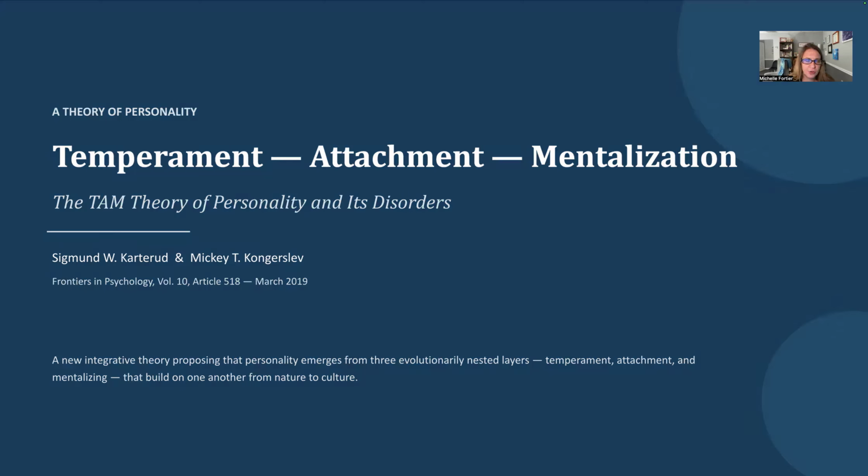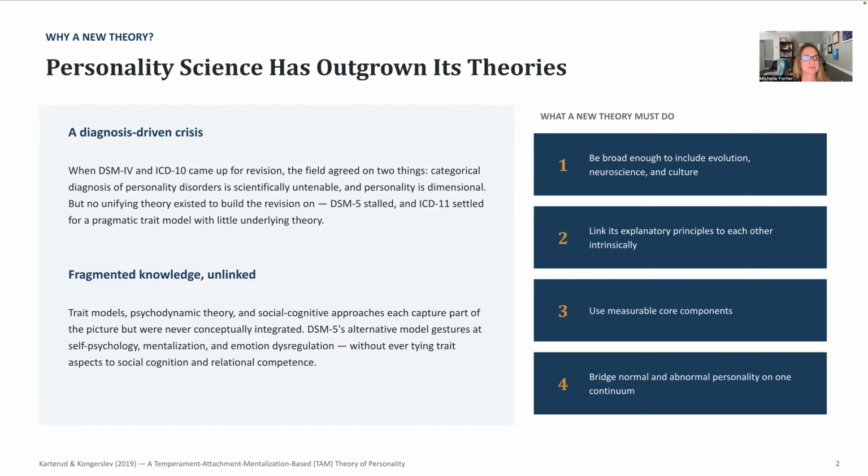The second article to go over is a theory of personality, the temperament, attachment, mentalization theory. These authors were like, okay, let's make a theory about personality. And they put together this one called the temperament, attachment, mentalization theory of personality and its disorders. They say it's a new integrative theory proposing that personality emerges from three evolutionarily nested layers. We start with temperament, we move to attachment, and then we move to mentalizing, and they build one on top of the other, from nature, which is temperament, all the way to culture, which is our ability to mentalize.